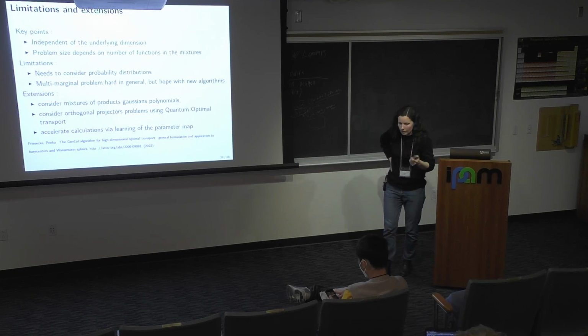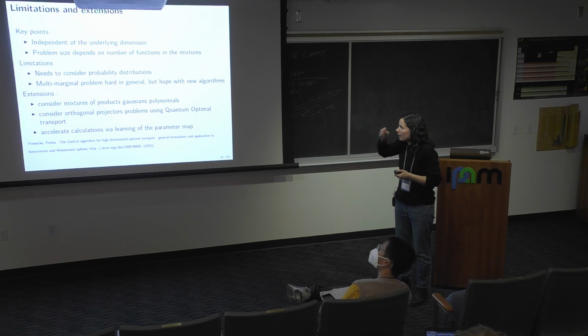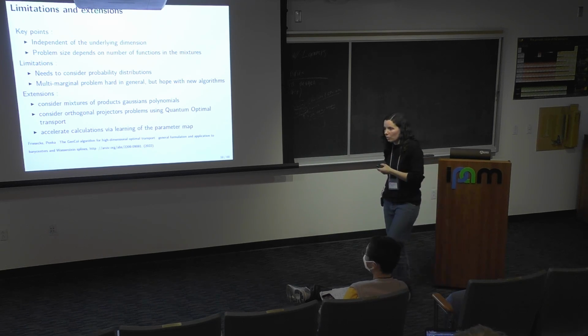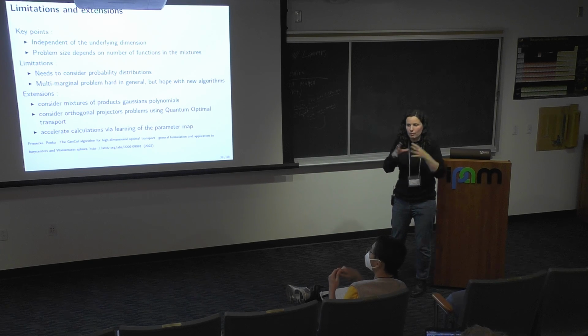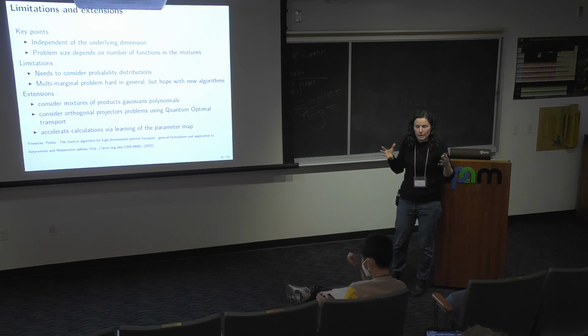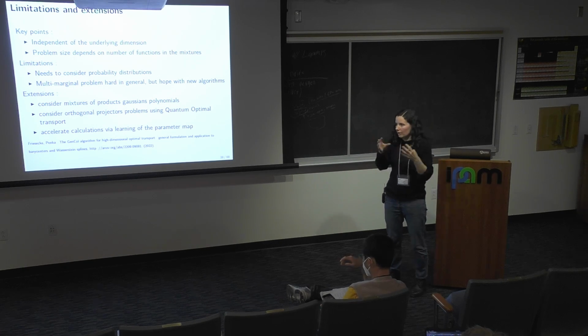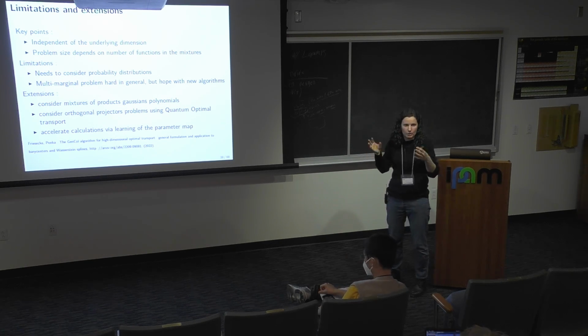Okay, so just a few comments on these methods. Some of the key points in this work is that all that is done is independent of the underlying dimension of the space, which is really important if we want to hope that it can scale to 3-dimensional systems. However, the problem size depends on the number of functions in the mixtures. So if we have large systems, we need to deal with the fact that there will be many more Slater or Gaussian functions than just the two that we had here.